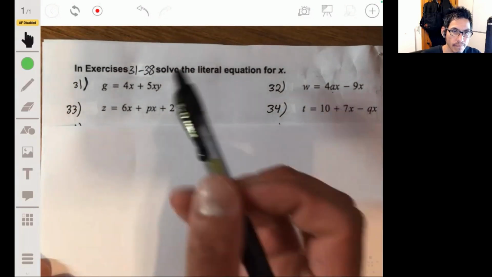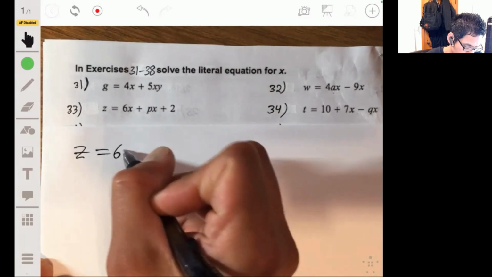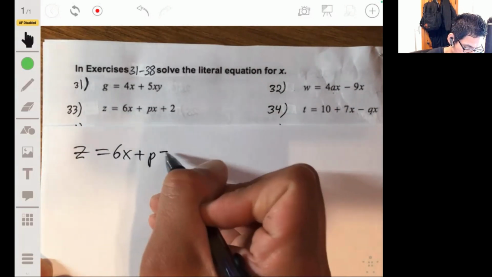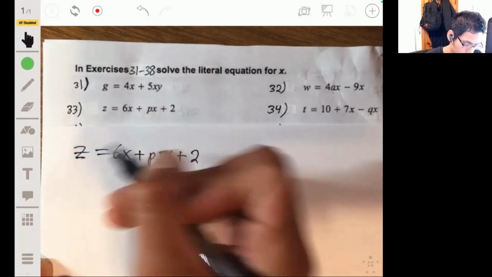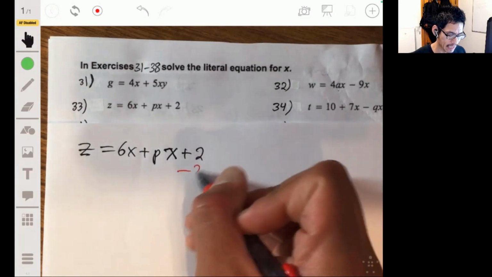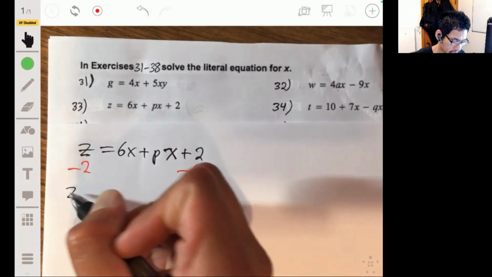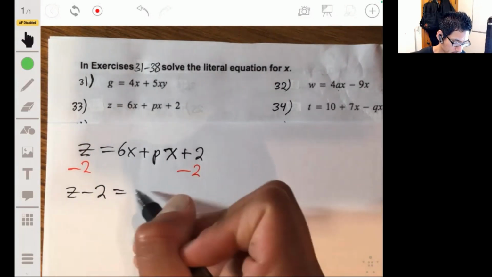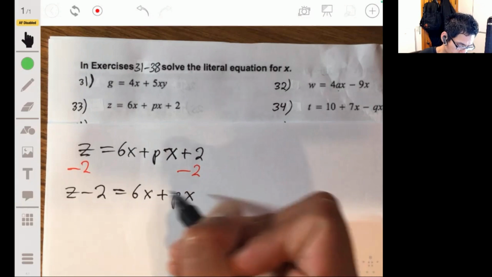33. Z equals 6x plus px plus 2. Okay, first subtract 2 from both sides. So we get z minus 2 equals 6x plus px.